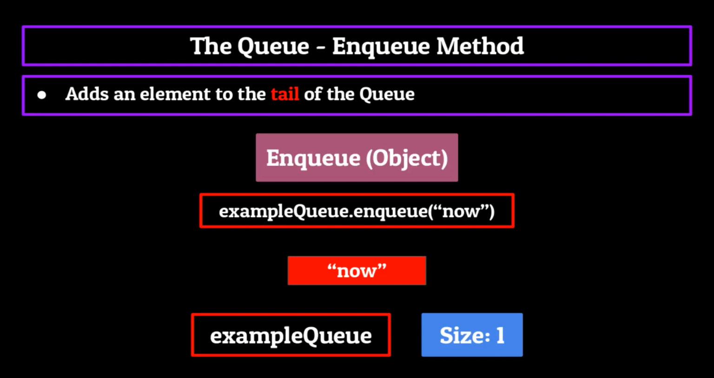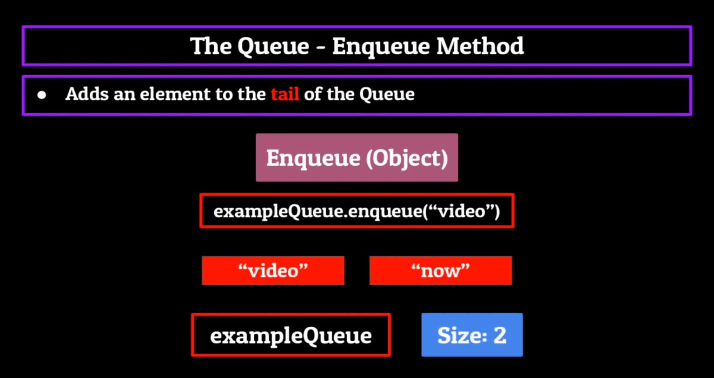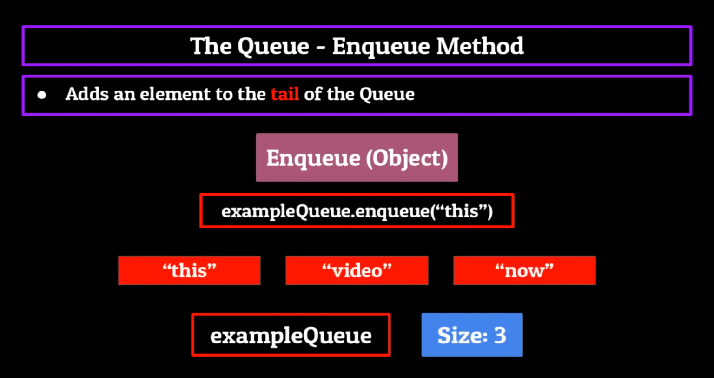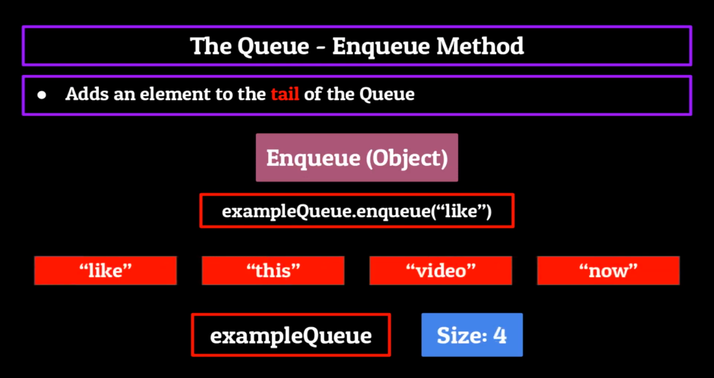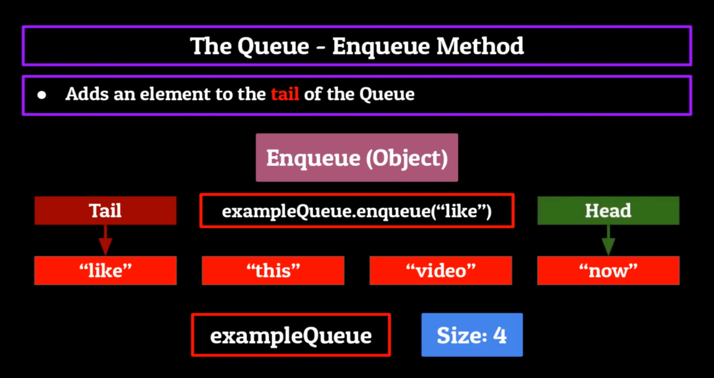We can of course fix that by onQueuing a few more completely random strings. If we add the string video, the size goes to 2. We can add this and it goes to 3. Like makes it 4, you get the idea. And now we have a fully functional queue. As you can see, like is acting as the tail, being that it was the last string added, and now is being treated as the head, which makes sense considering it was the first string to be added.